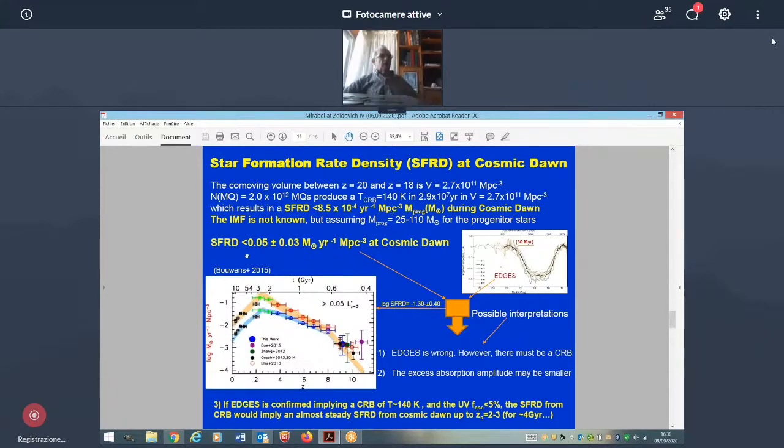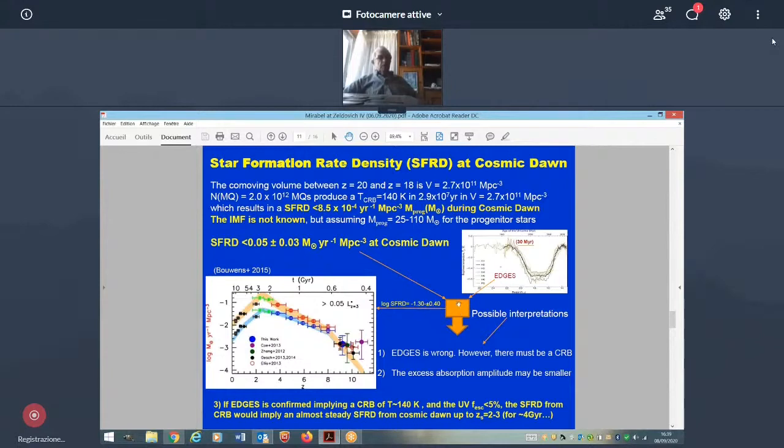And the IMF, of course, is not known, but if we assume, according to the current models, that most of the stars should be between 25 and 100 solar masses, one arrives to this star formation rate density. And the value that we get, comparing with what the UV people using Hubble find, is, I repeat, the star formation rate as a function of redshift up to 10. And then if you go to the interval between redshift 20 and 18, you get here.